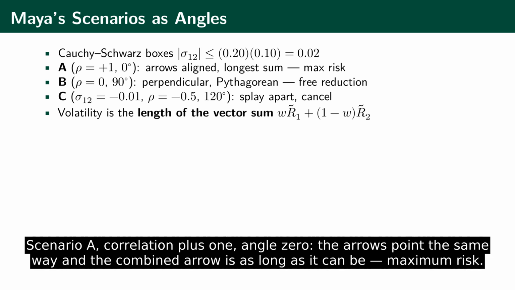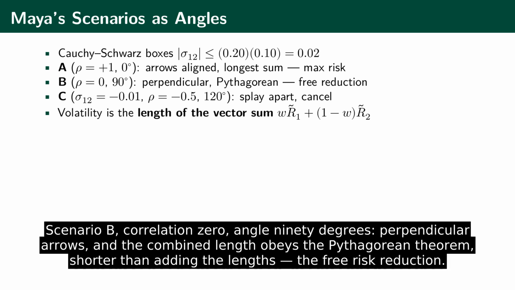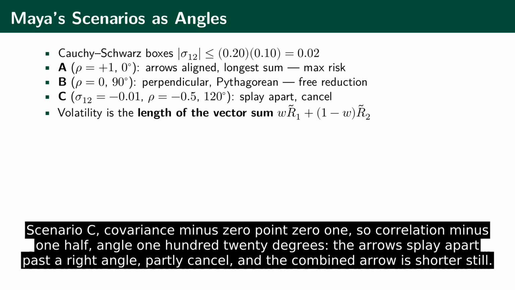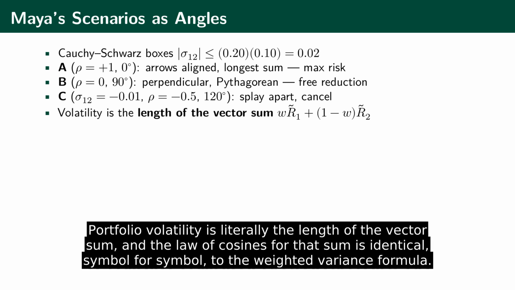Scenario A, correlation plus 1, angle 0. The arrows point the same way, and the combined arrow is as long as it can be. Maximum risk. Scenario B, correlation 0. Angle 90 degrees, perpendicular arrows, and the combined length obeys the Pythagorean theorem, shorter than adding the lengths, the free risk reduction. Scenario C, covariance minus 0.01, so correlation minus 1/2, angle 120 degrees, the arrows split apart past a right angle, partly cancel, and the combined arrow is shorter still.